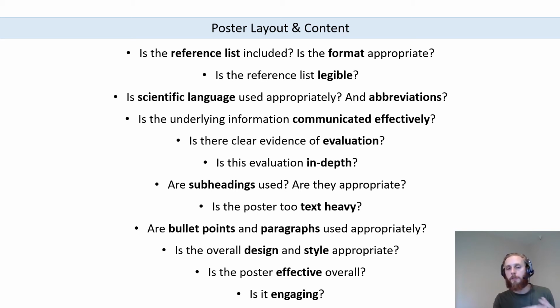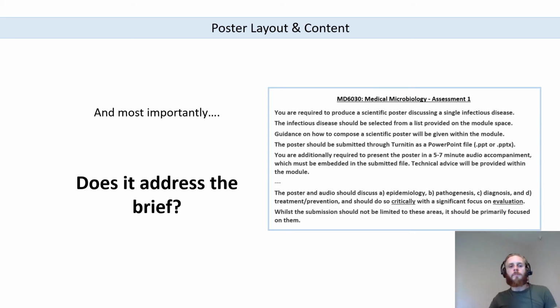If you've done everything we've asked you to do, if you've paid attention to the assessment brief, for example, and done everything I've discussed so far in this lecture, then the answer should be yes. You should have produced a poster that looks good, that is clear, that is engaging, and then that when you do engage with it is effective. So information is communicated well, it contains really useful evaluation. It's a good, strong scientific poster.